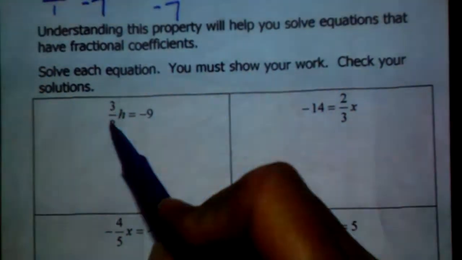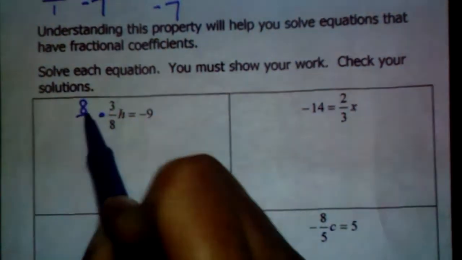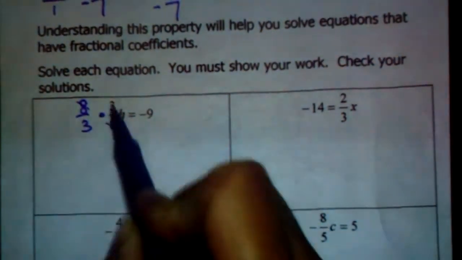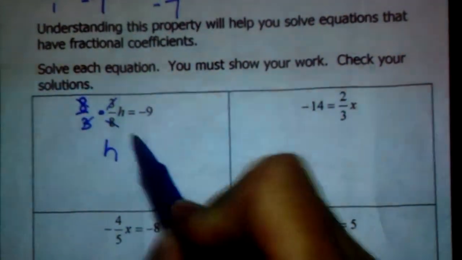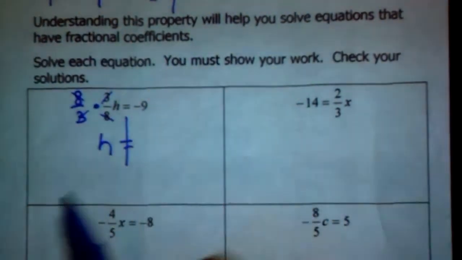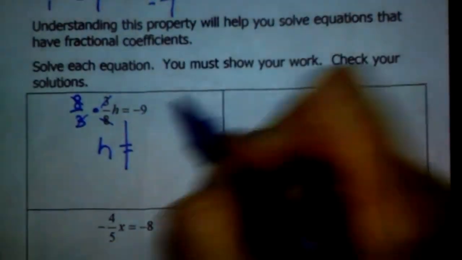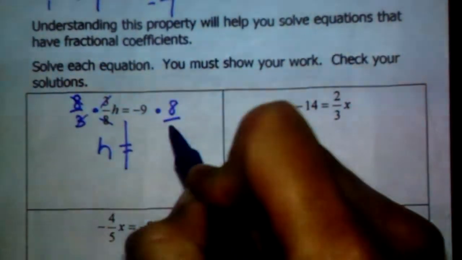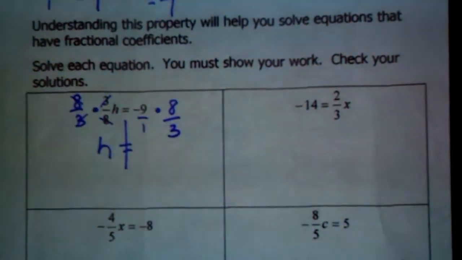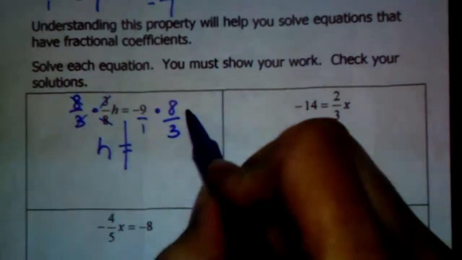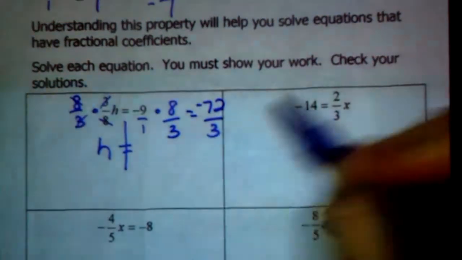So if I want to turn 3/8 into 1, I'm going to multiply it by its reciprocal of 8/3. And that technically means I'm turning them all into 1s, and so I'm left with just plain old h on this side. And that's great, but remember, as always, whatever you do to one side, you have to do to the other. So I also have to multiply the other side of this equation by 8/3. If you need to throw a 1 underneath that so that you can go straight across the top and straight across the bottom, you go for it. Negative 9 times 8 is negative 72. 1 times 3 is 3.